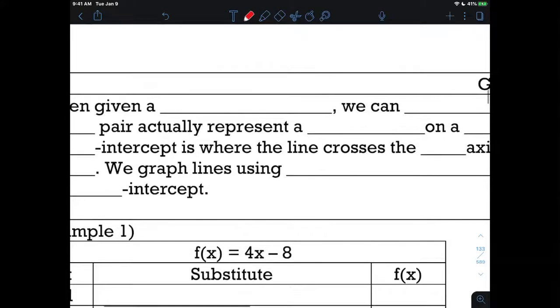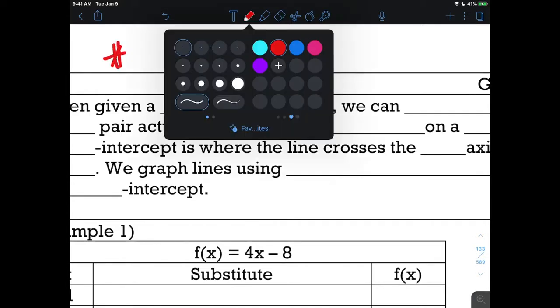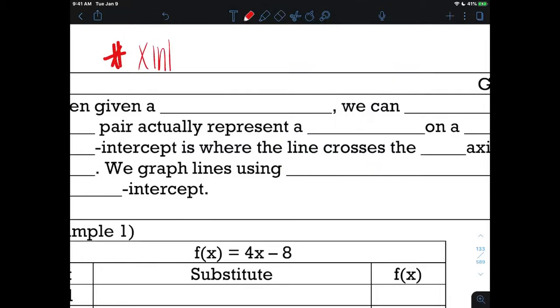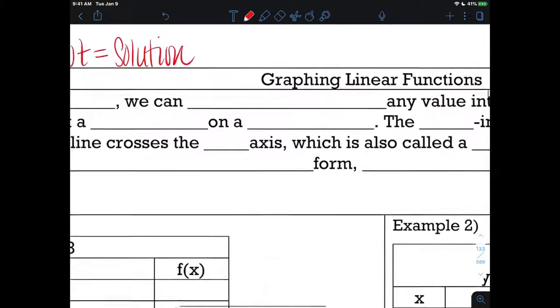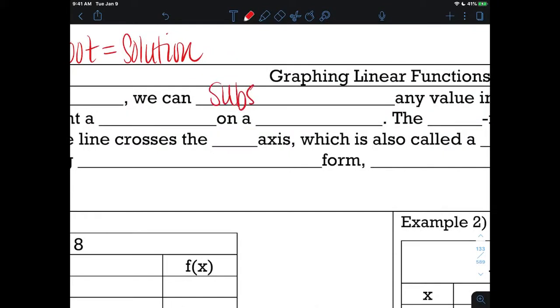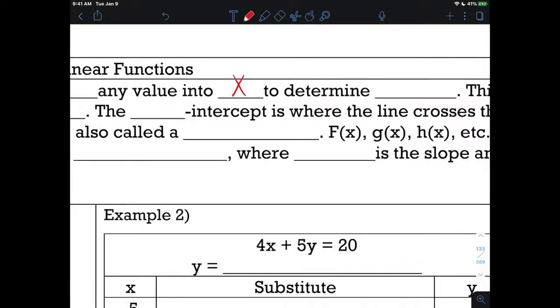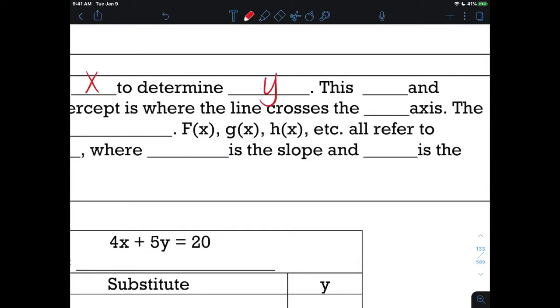So, again, just as a refresher, my x-intercept is the same thing as a 0, is the same thing as a root, is the same thing as a solution. All four of those words are exactly the same. Okay, so when given a function, we can substitute any value into x to determine y.